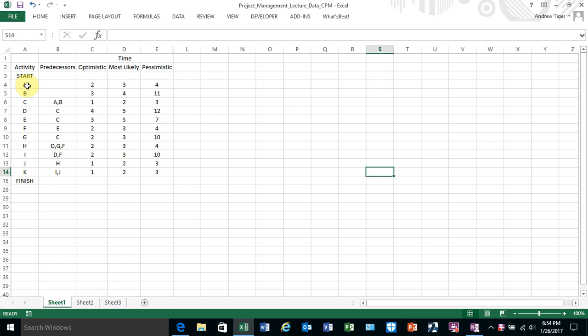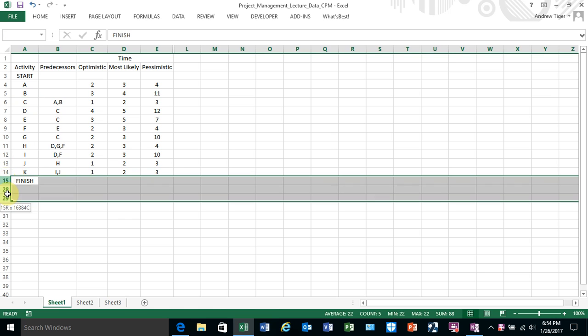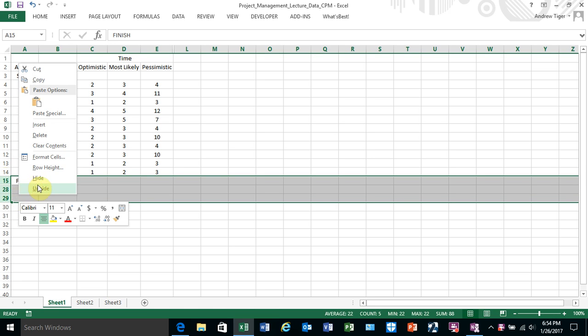We've got a project composed of this many activities. These are the precedent relationships. So C can't start until A and B is done. And this is the picture of that if we would do an activity on node.